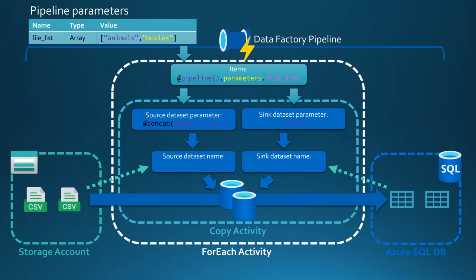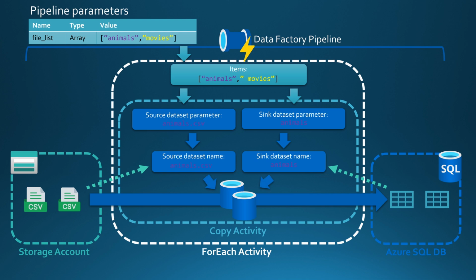When the pipeline execution begins, we are going to pass down our pipeline level parameters to our Foreach activity as items because we have the pipeline parameters referenced there. Then our first iteration of our Foreach activity begins. And in the first iteration we are processing the animals file. So we are going to pass down the animal string from our list to our dataset parameters. So our source dataset parameter is going to be animals.csv and our sync dataset parameter is going to be just animals. Then these will be passed down to our datasets and the pipeline will fetch the animals.csv from our storage account and write it to the animals table in our Azure SQL database.